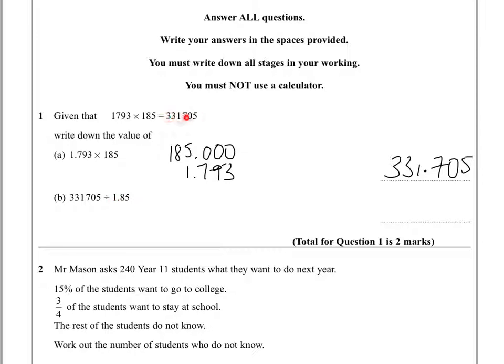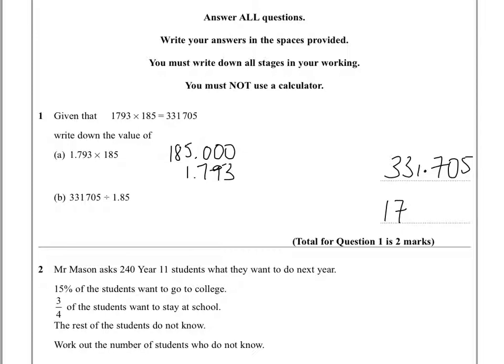Now, in the next part where we're dividing 331,705 by 1.85, well, what we know is if we were to divide this by 185, we would get that. Therefore, if we're dividing that by 1.85, so that's essentially 2 decimal places less in value, then this number needs to increase. Because we're dividing, it needs to increase by 2 decimal places, i.e. by 2 zeros.